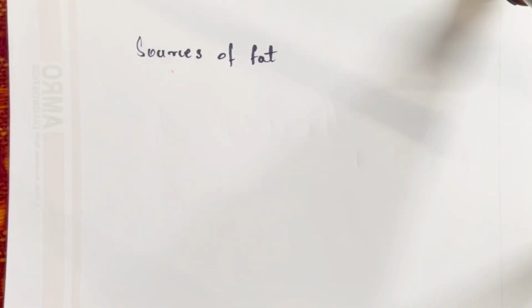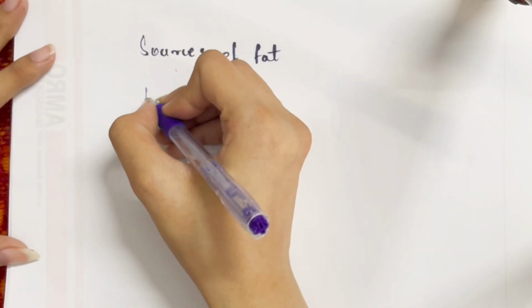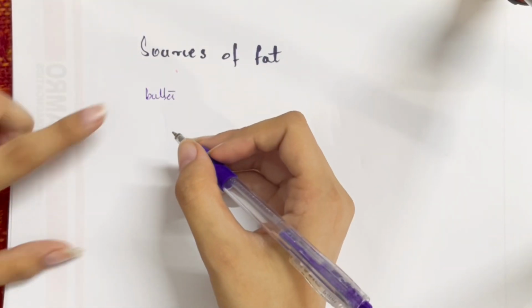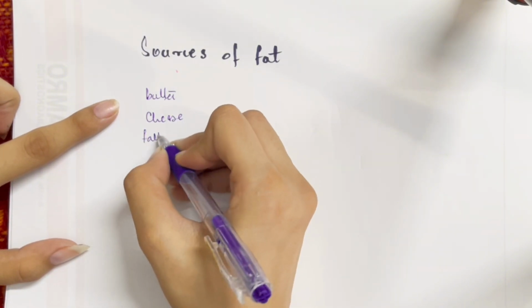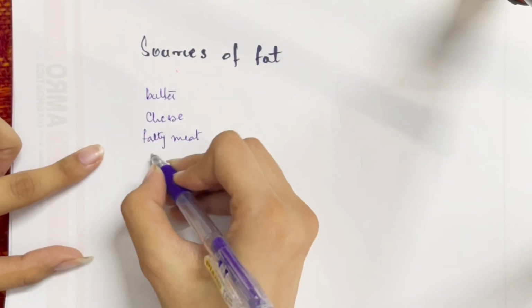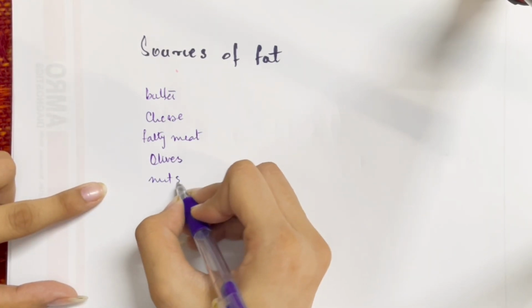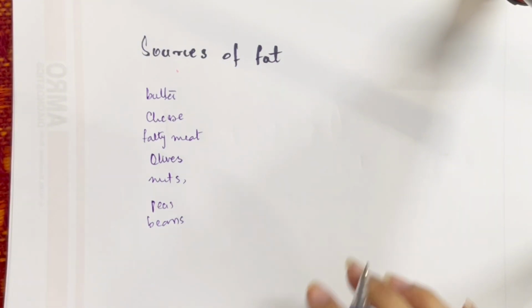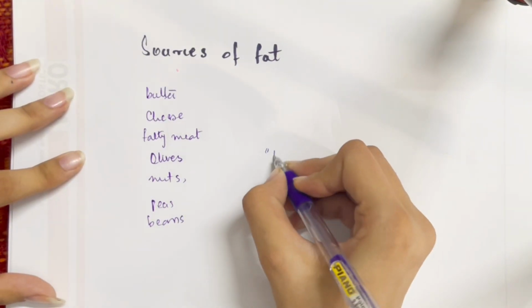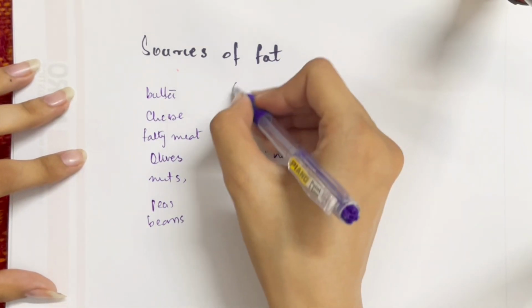The sources of fat include multiple products, or actually the foods that are rich in fats, including butter, cheese, fatty meats. Let's write them down, like butter. Butter is a very common example of fat. All the dairy products, cheese, fatty meat, olives are very common sources of fat. We have nuts, peas, beans, and the meat of most fishes, let's say the white meat, is a very rich source of fat.